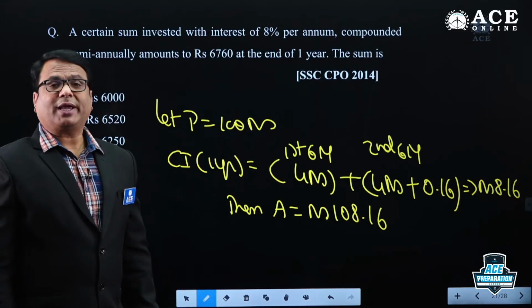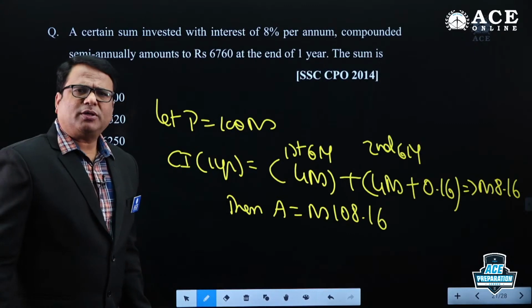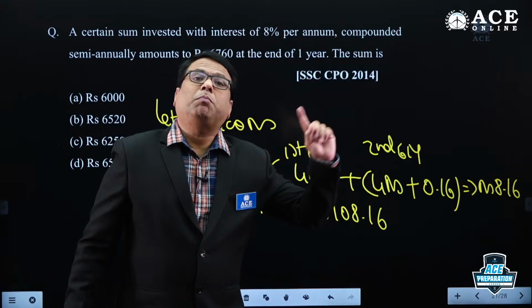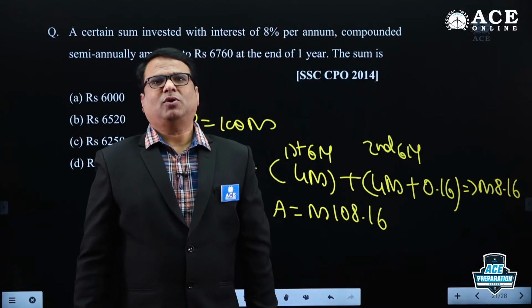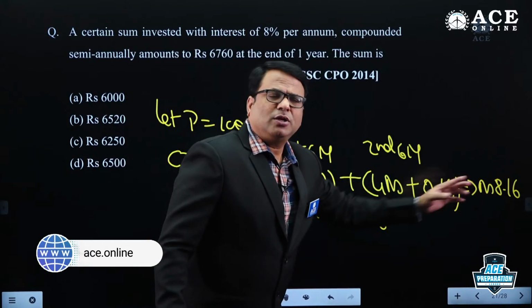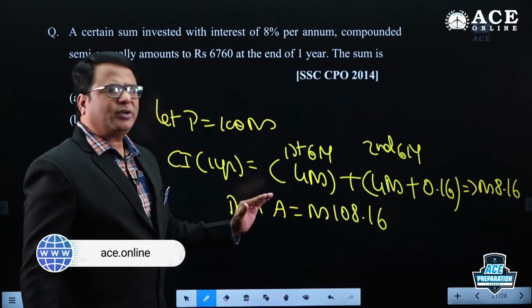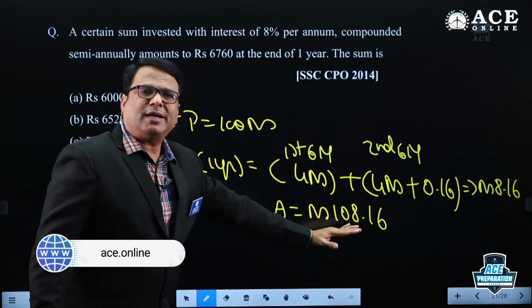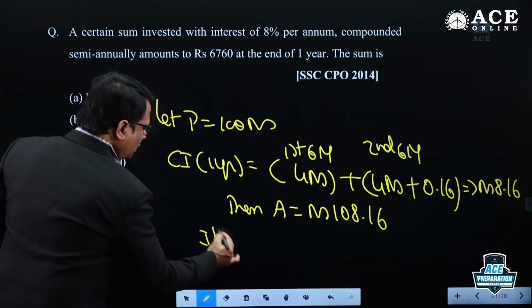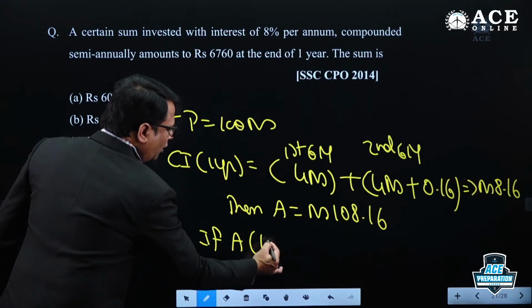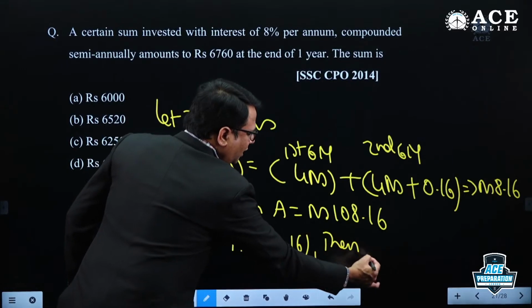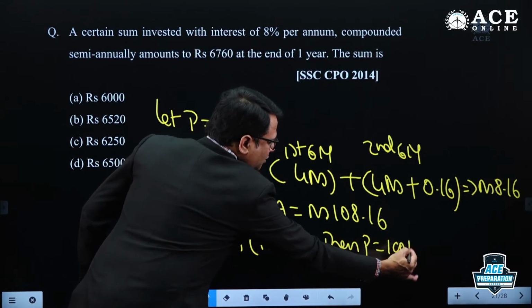Now, why is the amount rupees 108.16? Because we know amount is principal plus interest. Principal is 100, interest is 8.16, so the amount will be 108.16. Now we relate this data to the data given in the question. If amount is 108.16, then principal is 100 rupees.